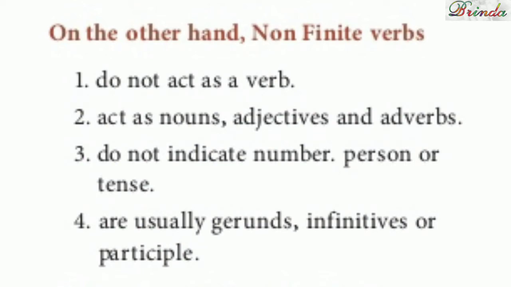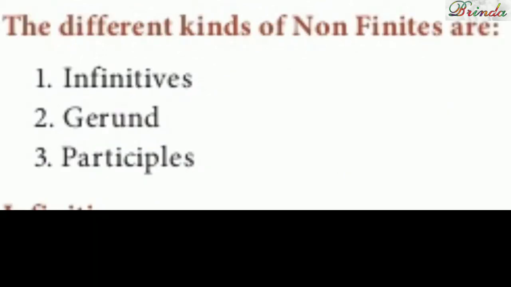On the other hand, non-finite verbs do not act as a verb. Non-finite verbs act as nouns, adjectives and adverbs. They do not indicate number, person or tense. And non-finite verbs are usually gerunds, infinitives and participles. Alright? Okay, the different kinds of non-finites are infinitives, gerunds and participles.